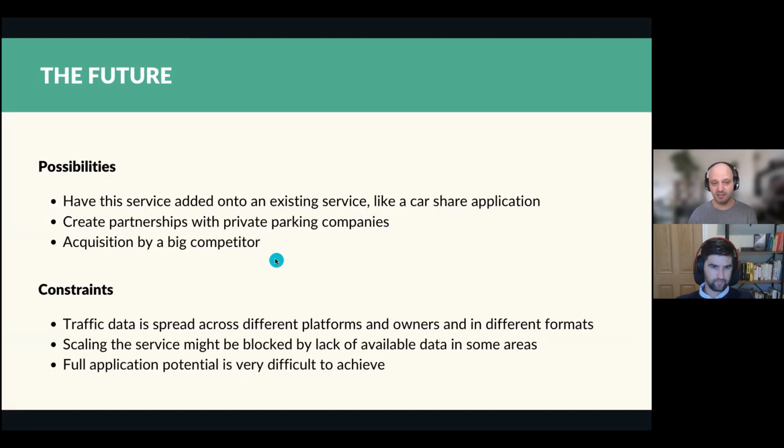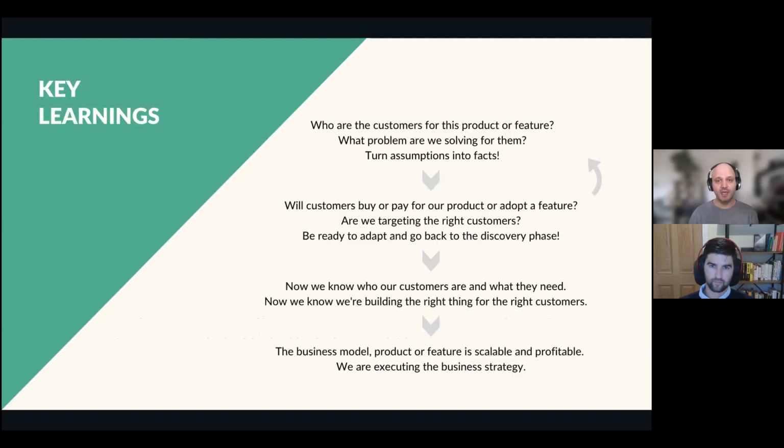Some of the constraints are the traffic data that is spread across different platforms and different formats, which makes the scaling very difficult. Also, there's not data for all areas. So the full potential of this application is very difficult to achieve.